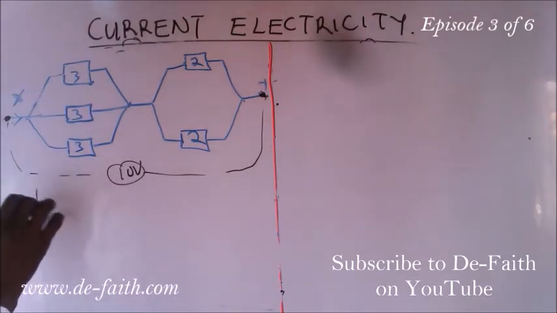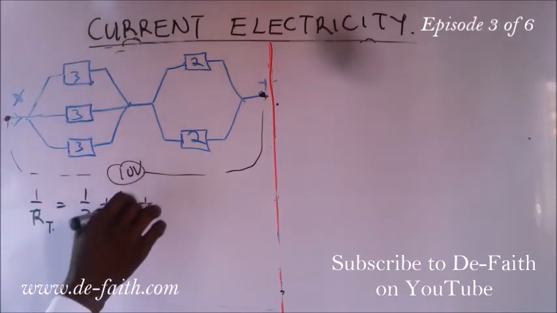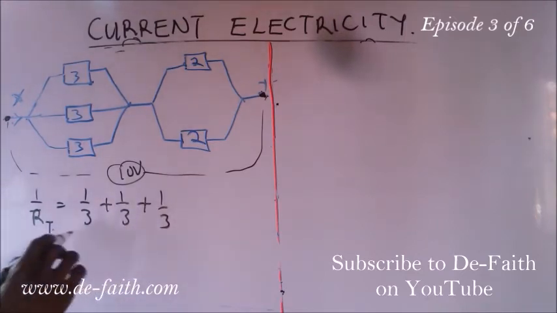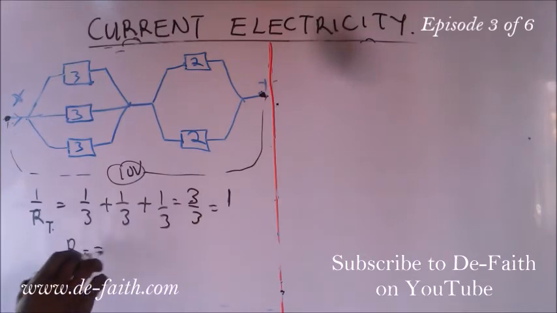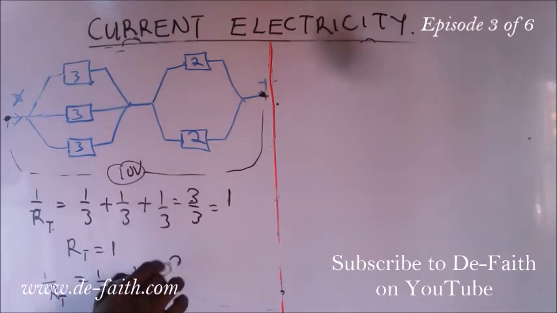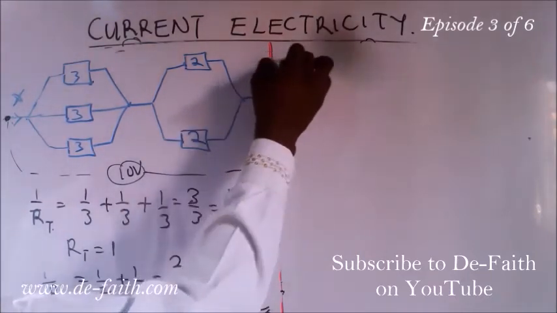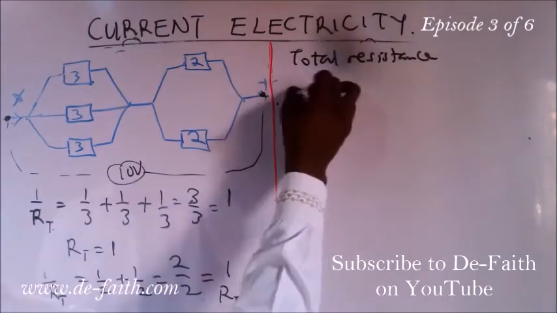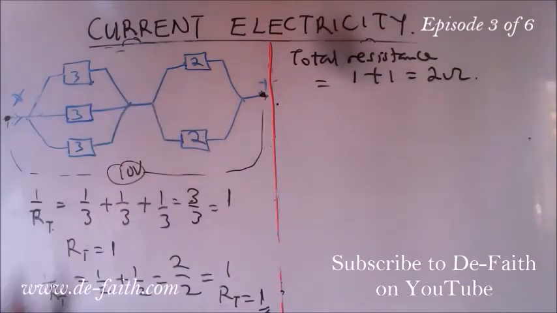So we have the total resistance for this first box is 1 over 3 plus 1 over 3 plus 1 over 3. And that would give 3 over 3, and that is 1. So RT over here is 1. Likewise, in this other box, the total resistance is also 1 over 2 plus 1 over 2. So that's 2 over 2, and that will be 1. So the RT for the other one too is 1. So we'll have that our total resistance will be equal to 1 plus 1, and that is 2 ohms.